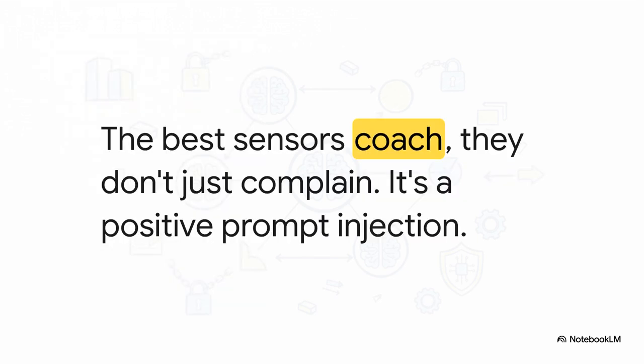And here is a golden rule to remember. The best sensors coach, they don't just complain. Seriously, a dumb error message just wastes a turn. If a linter simply says error on line 3, the agent has to guess the fix. But an LLM-optimized error message that actually teaches the fix in context, wow, that becomes a powerful training moment right inside the run. It's almost like a positive kind of prompt injection.